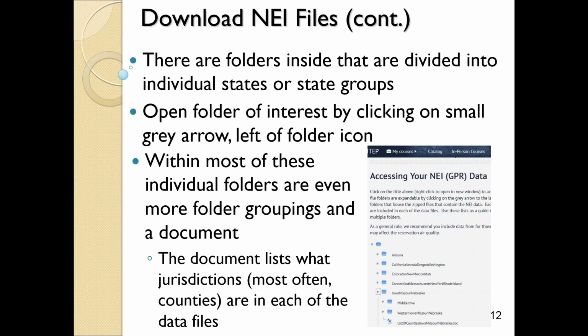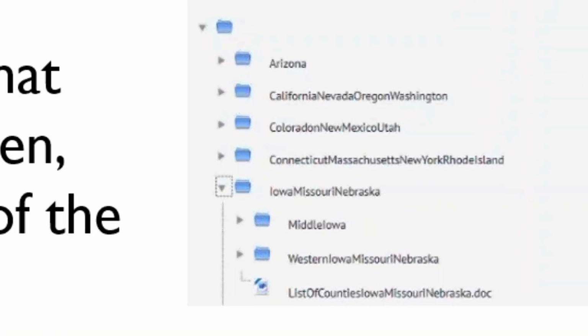And these folders are grouped into individual states or perhaps groups of states. So depending on where your tribe is located, you might be downloading data from multiple folders. So you would open the folder of interest by clicking on the small gray arrow, which is to the left of the folder icon. So you've seen these little small gray arrows. Those are what are going to open up the individual subfolders.